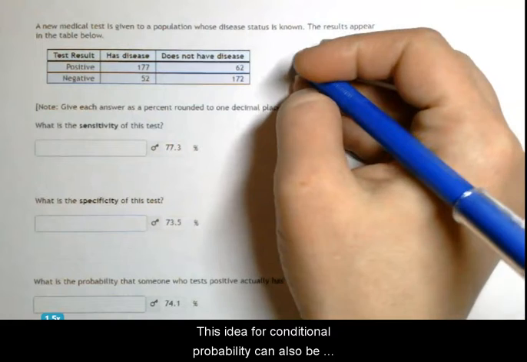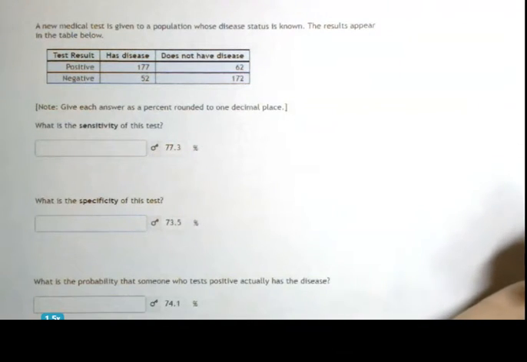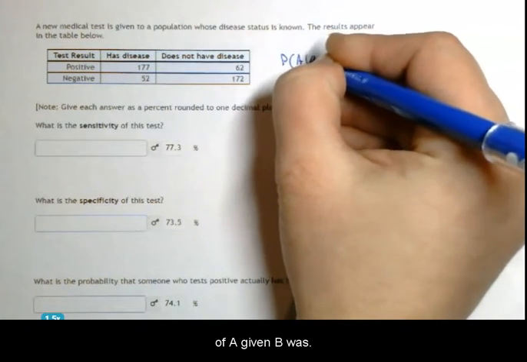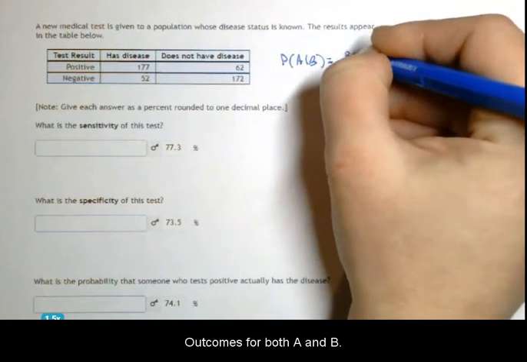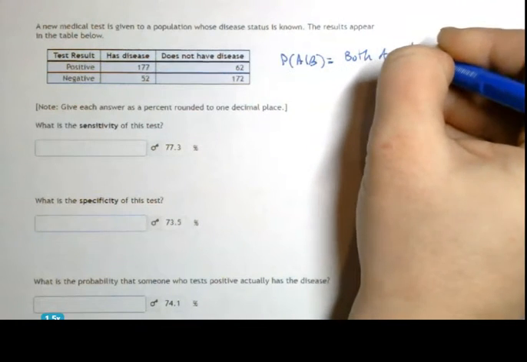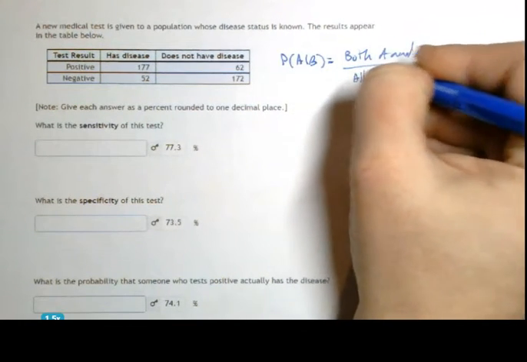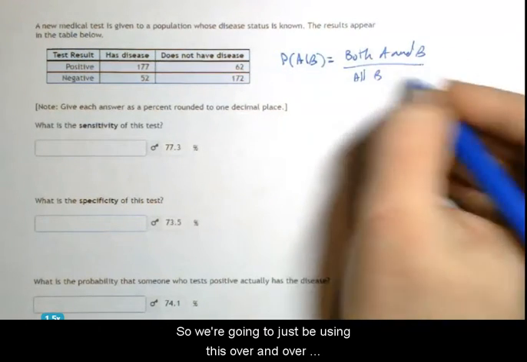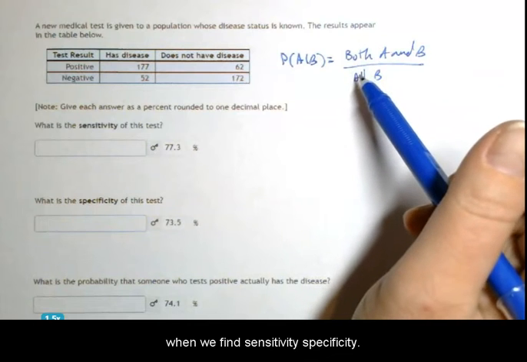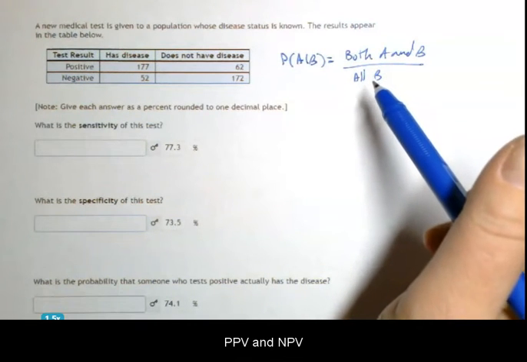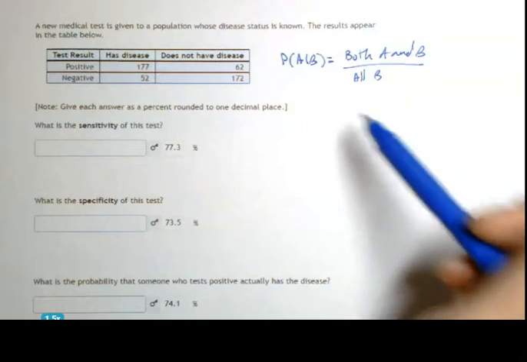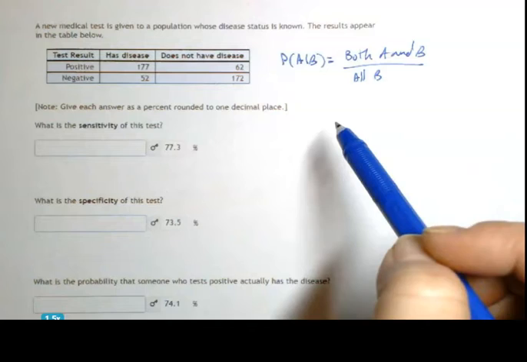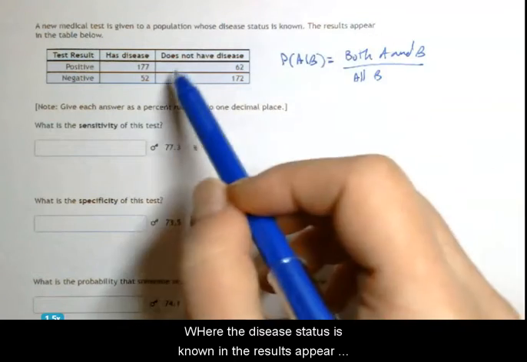This idea for conditional probability can also be applied to this example of results for a medical test. So the probability of A given B was outcomes for both A and B and all B outcomes. So we're going to just be using this over and over when we find sensitivity, specificity, the PPV and the NPV for this disease. So here we have a new medical test given to a population where the disease status is known and the results appear in this table.